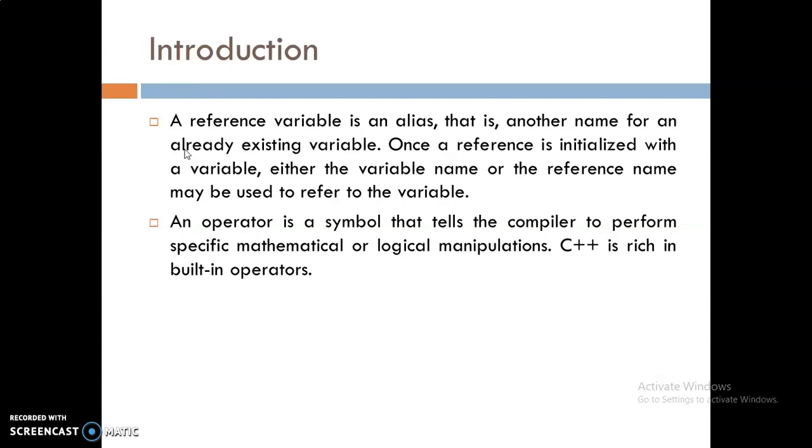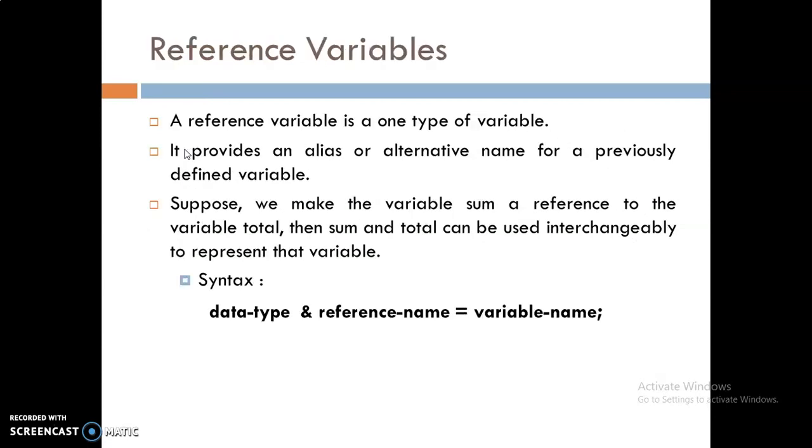Now, what is an operator? An operator is a symbol that tells the compiler to perform a specific mathematical or logical manipulation. By using operators, you can do different kinds of operations on operands, that is, mathematical or logical manipulations. C++ has a rich set of built-in operators, a set of operators already present inside the system.